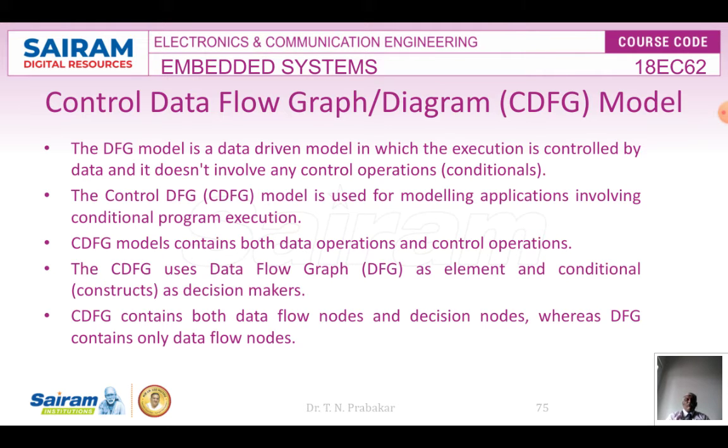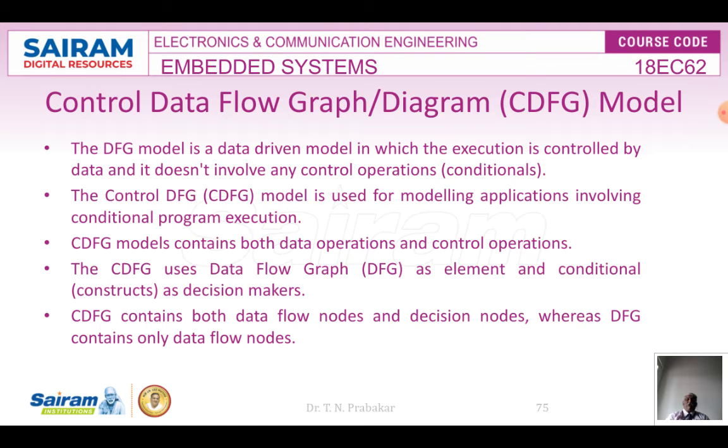The control DFG model is used for modeling applications involving conditional program execution. Already we have seen this. And it contains both data operations as well as control operations. So both the things need to be done. Initially there is no control operation in the previous case. Only the data operation is there. But here, since there is a control, we have to first control it and then do the data manipulation. Both things need to be carried out.